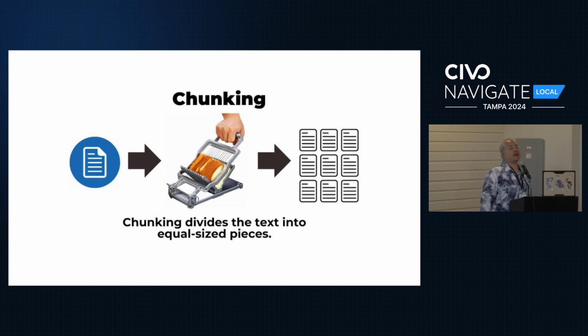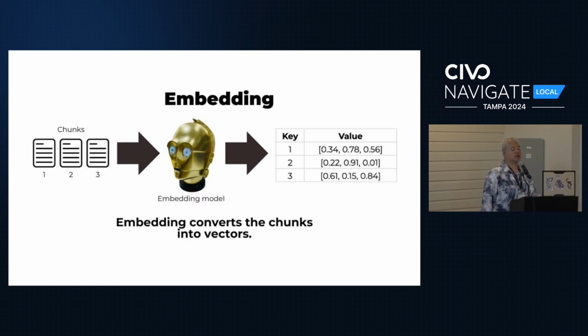The next thing that happens is chunking. We take those documents and break them into equal-sized pieces, or, as we say in computer science, chunks. We then take those chunks and perform the embedding process, where we take those chunks of text and turn them into vector representations. For those of you who did not take math, a vector, basically, for the intents and purposes of computer science, is a large array of numbers.